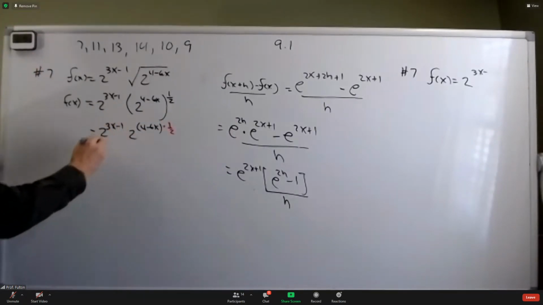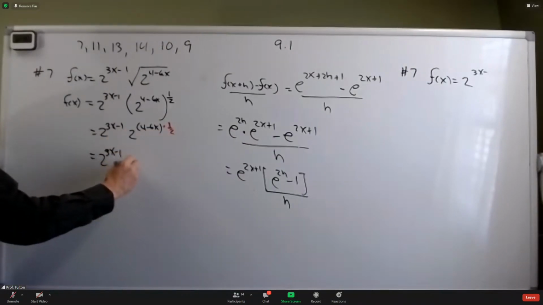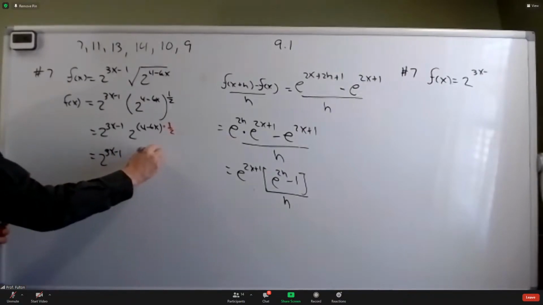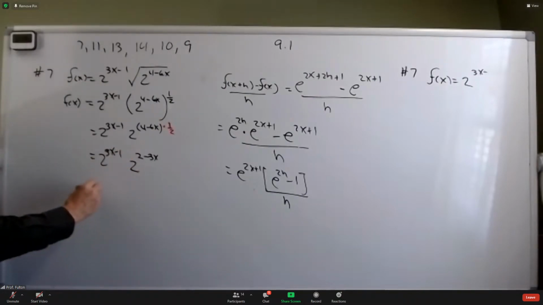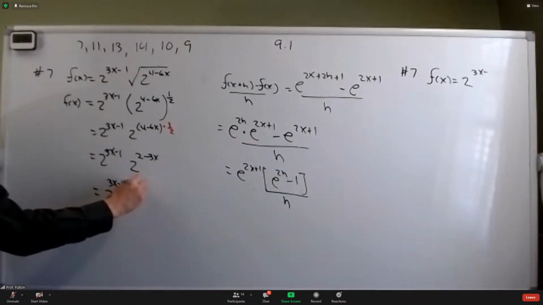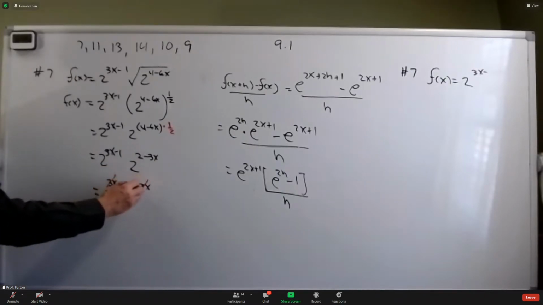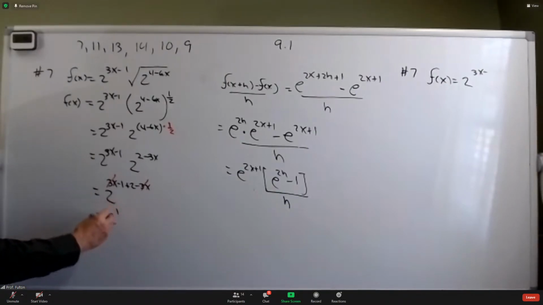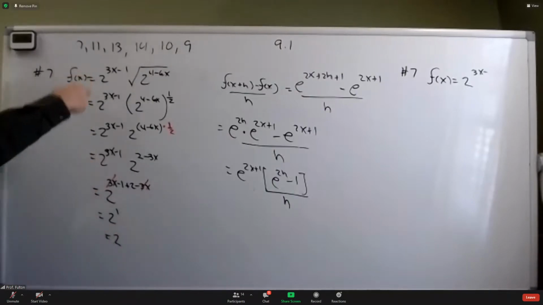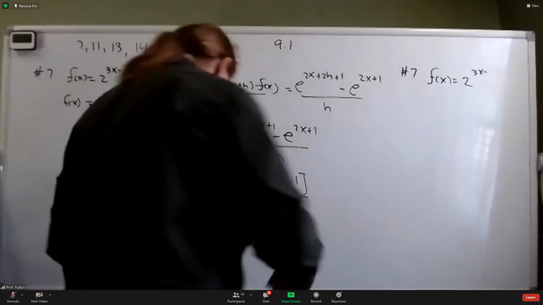Okay, continuing on over here, 2 to the 3x minus 1. Distribute that, I get 2 to the 2 minus 3x. And these both have the same base, so I can combine the exponents. So it's 2 to the 3x minus 1 plus 2 minus 3x. Then I can cancel. 3x minus 3x cancels, and minus 1 plus 2 gives me 2 to the 1 power, or just 2. This whole thing simplifies to the constant function f of x is equal to a constant of 2.